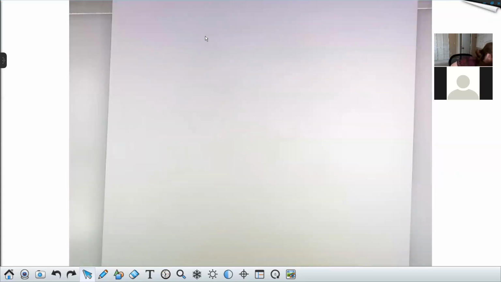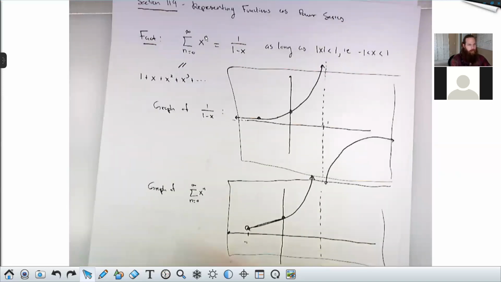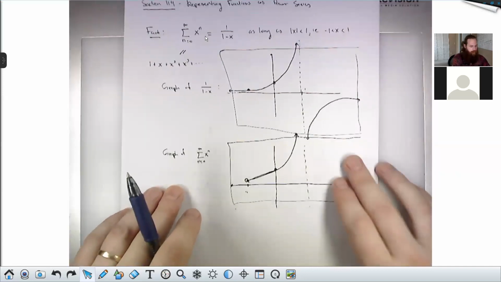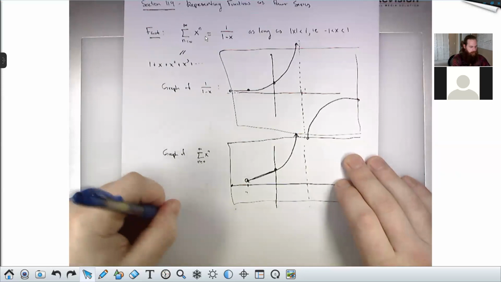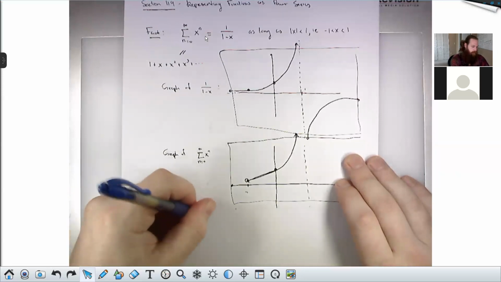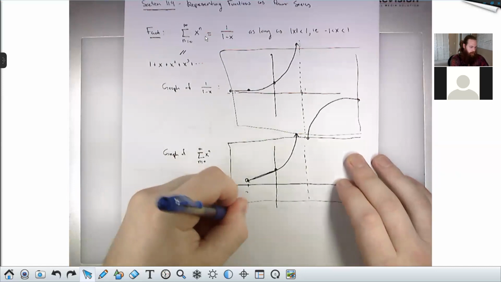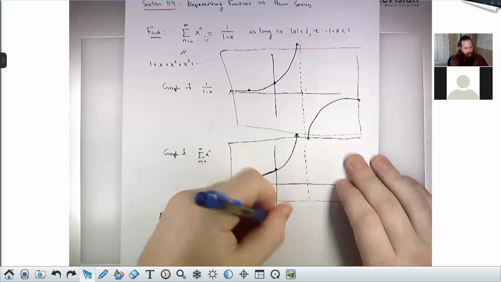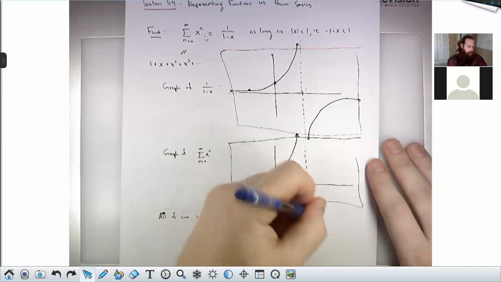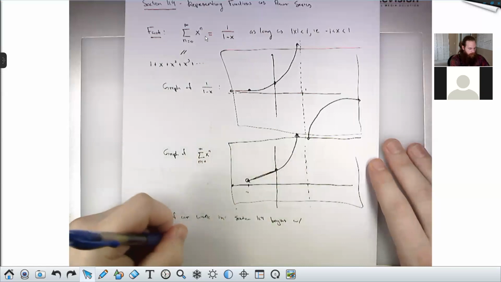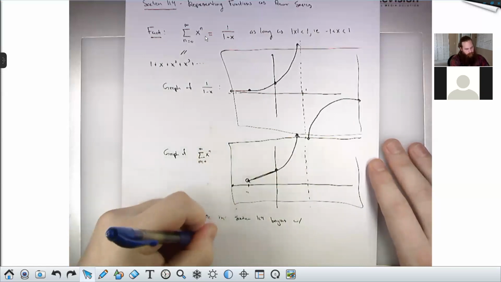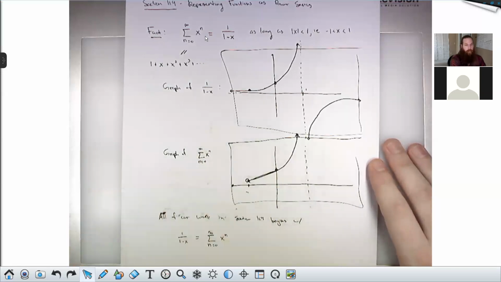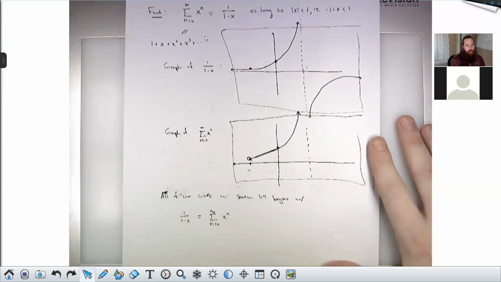All of our work, I'll say it down here in case anybody is still writing or drawing or adding things here. All of our work in section 11.9 begins with 1 over 1 minus x equals sigma n from 0 to infinity x to the n. This is our crucial fact.